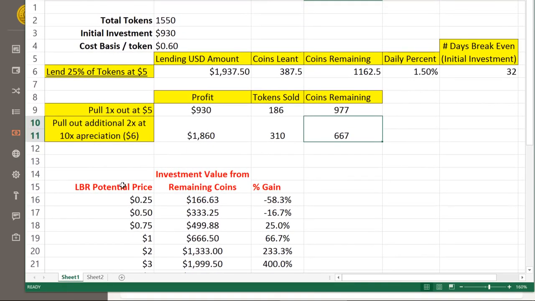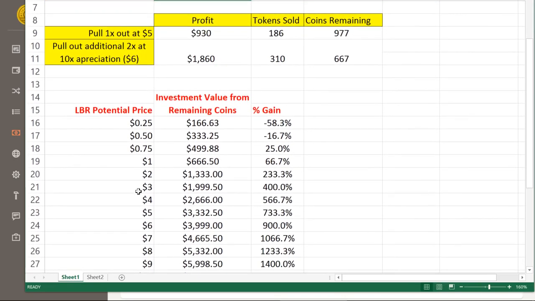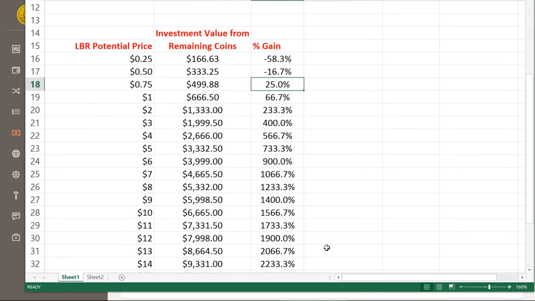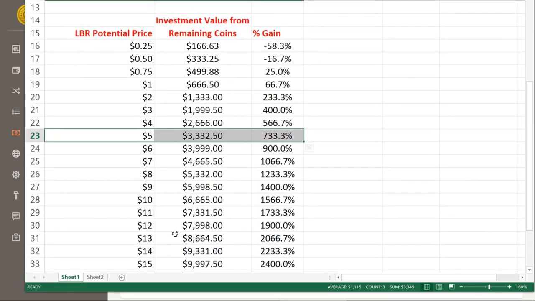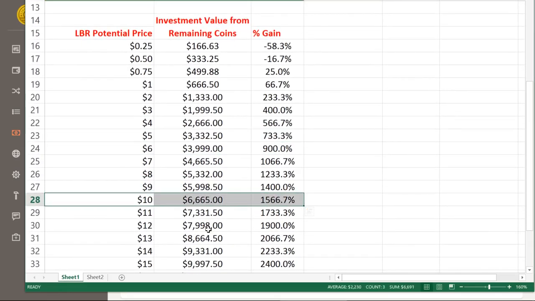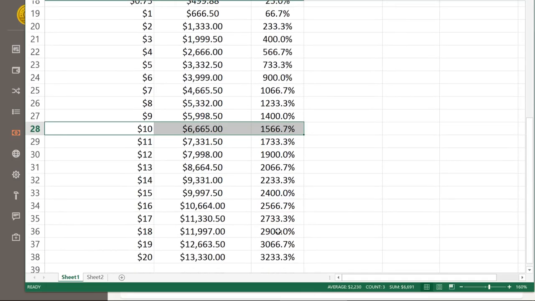Just ran through some math here. Here is potential Libra price in USD. Here's what my investment value for my remaining 677 coins would be at a particular price, and the percent gain that relates to associating back to a 60-cent cost basis. So obviously 75 cents, I got in at 60 cents, that's a 25% gain. If we hold at $5, that's still 733%. If this thing went up to 10 bucks, that's a 1,500% gain, and so on and so forth.